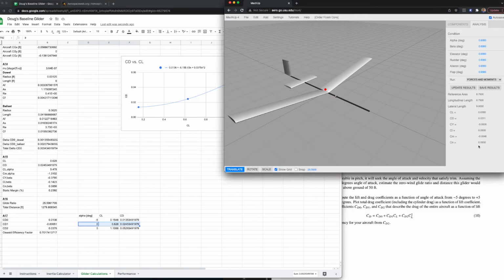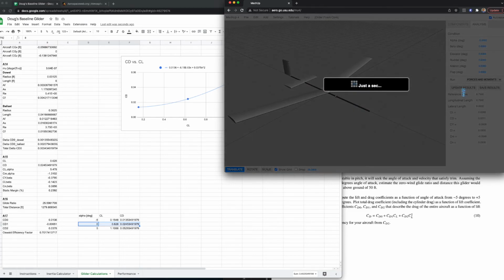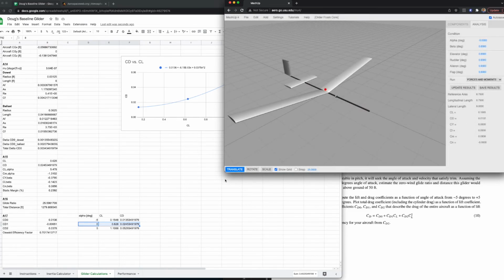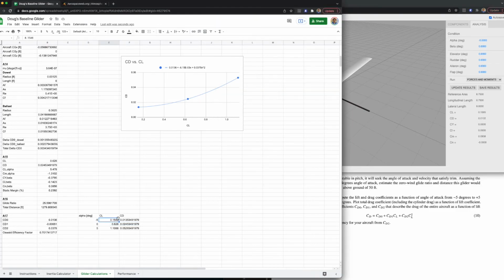So those are done. So now let's do -5 angle of attack, update results, and I get a lift coefficient of 0.1585. Okay, so 0.1585. And I get a drag coefficient of 0.0102, so that's that number right there. And then again, I want to add in the CD0 here. So I've got the 0.0102 plus the CD0 from the cylinders, which is in B74. So that gives me that drag right there.